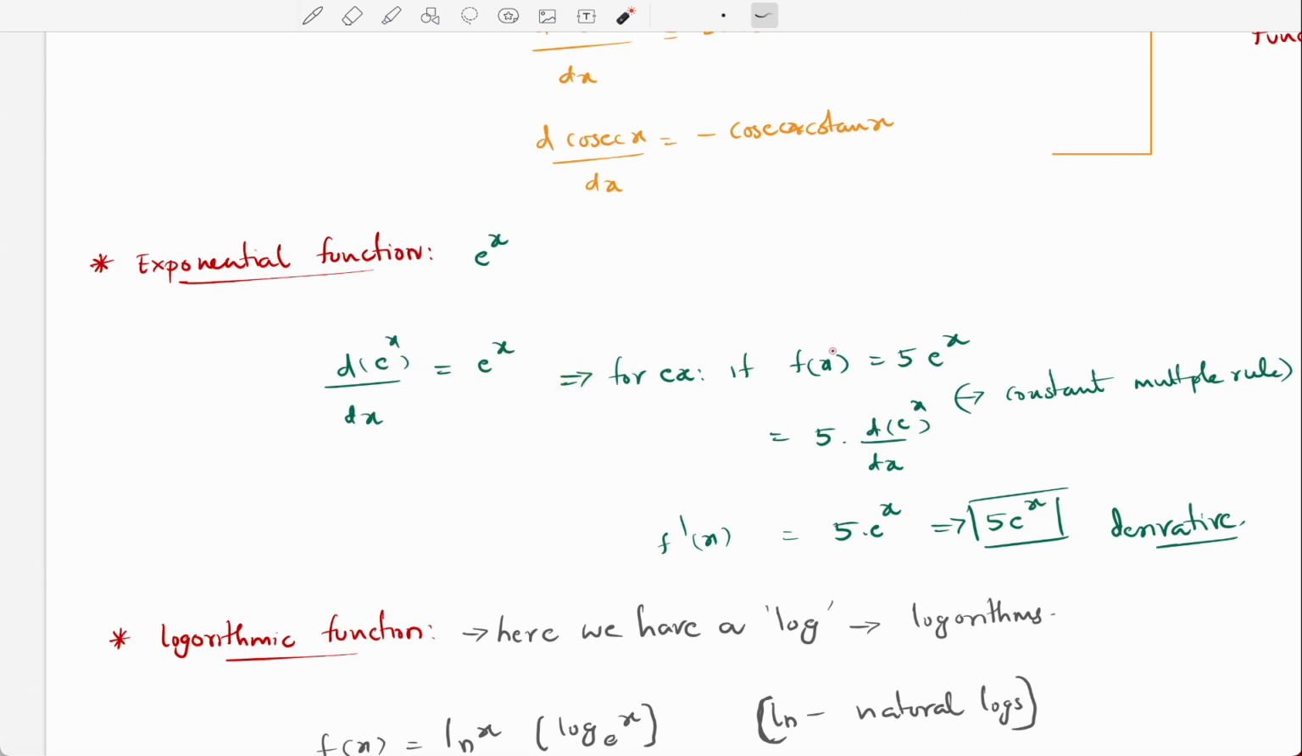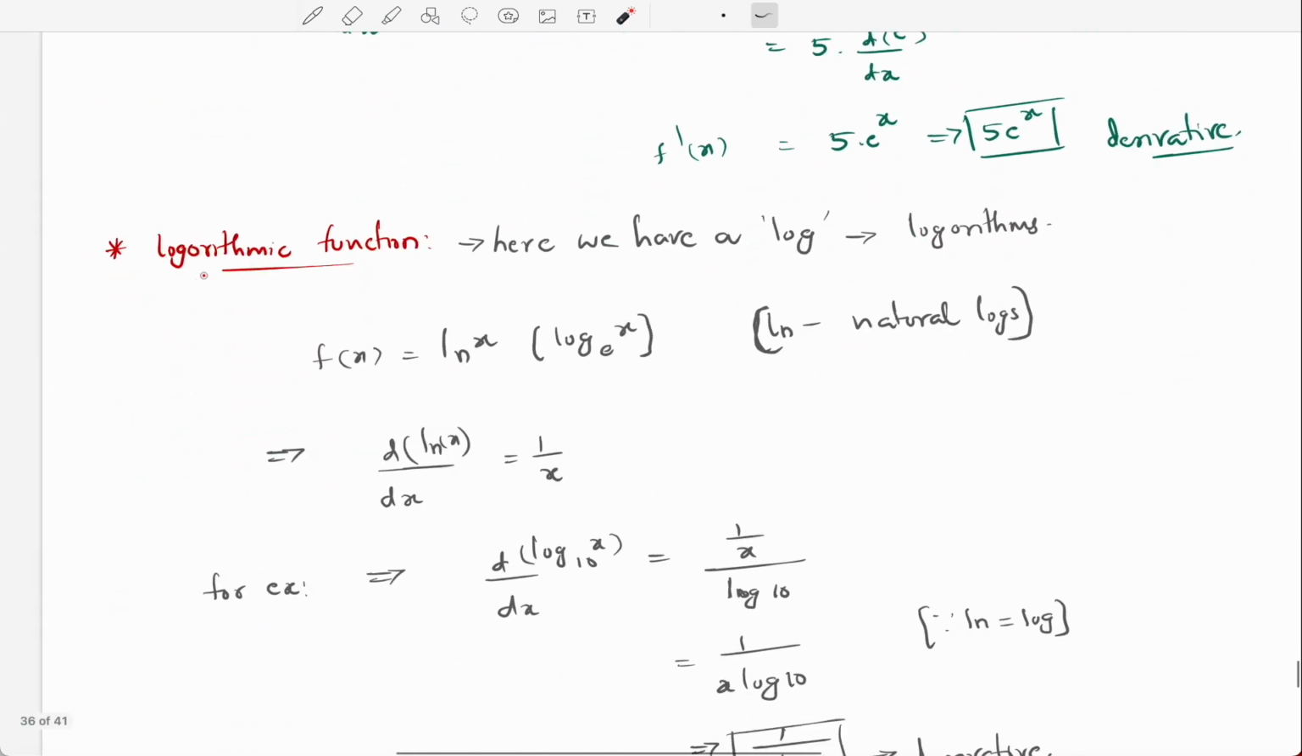For example, if we have 5 e power x, 5 into e power x, this is a constant multiple, right? We have discussed it in the previous rules. So 5 into e power x, what is the derivative of this? This is simply equal to 5 e power x, and we simply write this. This is our derivative. I hope you are understanding. The derivative of e power x is equal to e power x, the same as this. So this is an exponential function.